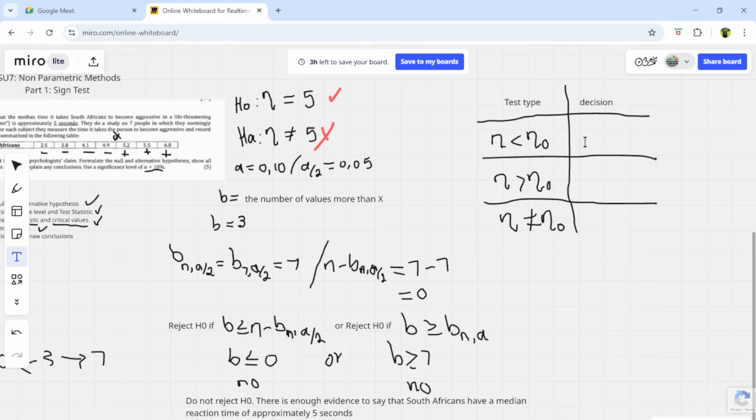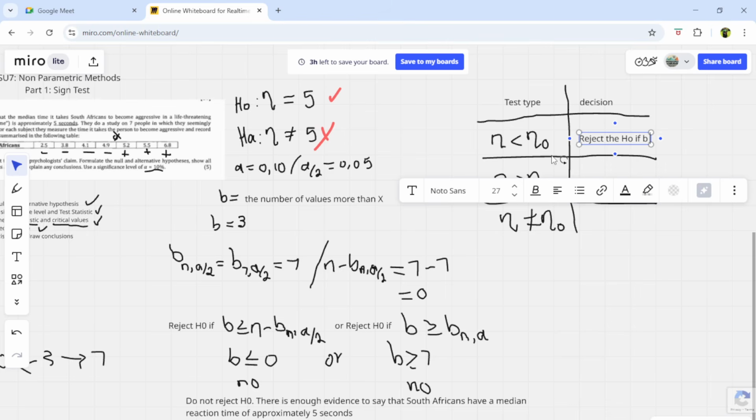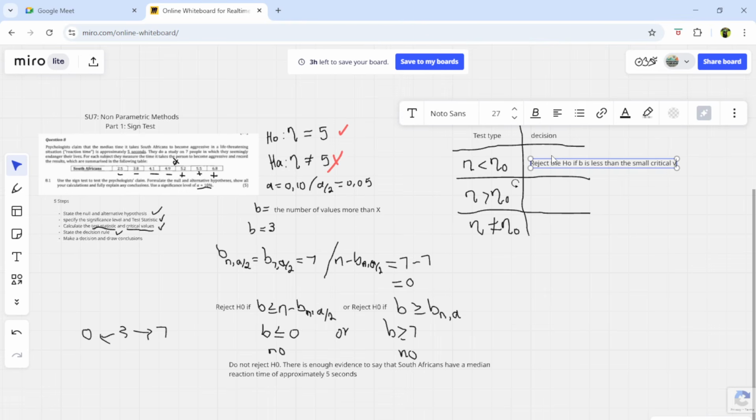Now here, for this one, you reject the null hypothesis H0 if b is less than the smaller critical value.